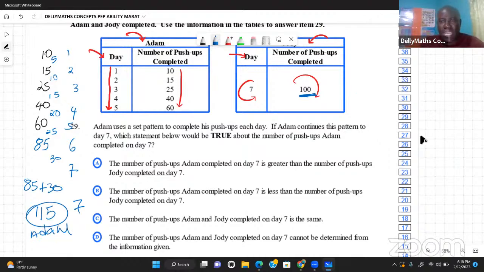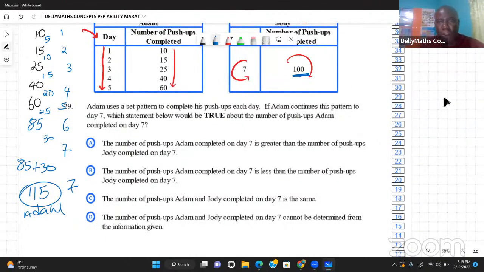So I want to look for something that says Adam has more or Jody has less. So let us go. The number of push-ups Adam completed on day 7 is greater than the number of push-ups Jody completed on day 7. I like this. This is already telling me Adam did more push-ups.